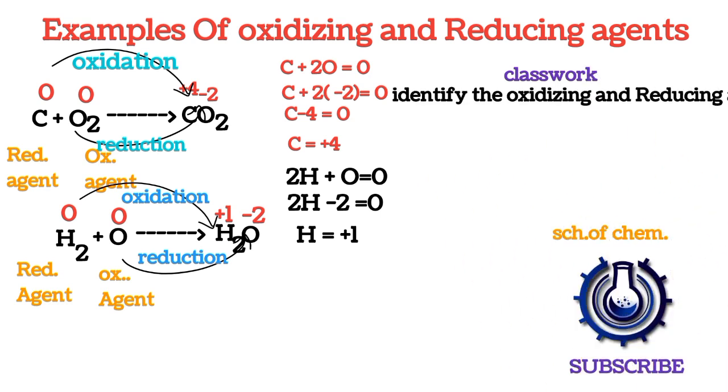Classwork. Identify the oxidizing and reducing agent in the equation. Zinc plus sulfur forms what? Zinc sulfide. Leave your answer in the comment section.